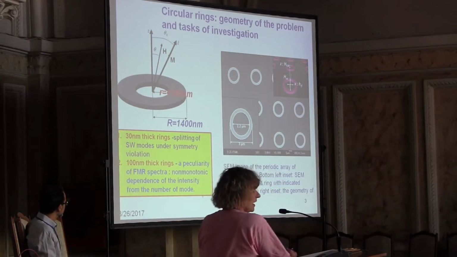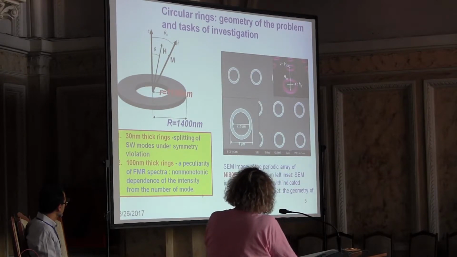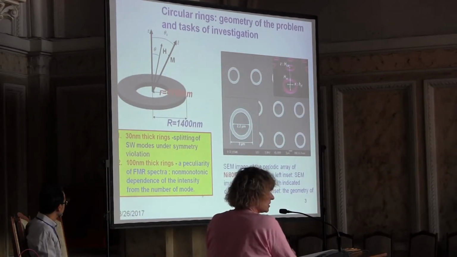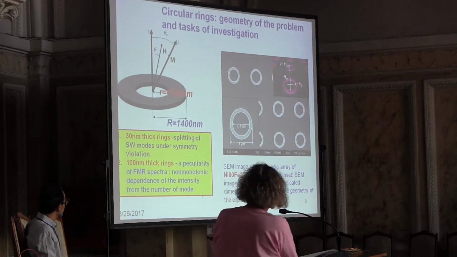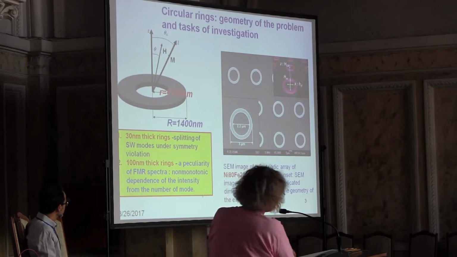My colleagues investigated these rings, these samples, by the broadband magnetic resonance technique. Actually, they fabricated 2 kinds of samples. I will call them thin rings and thick rings. Thin rings are of 30 nanometers thickness, and thick rings 100 nanometers of thickness. I think that they have the same lateral dimensions.